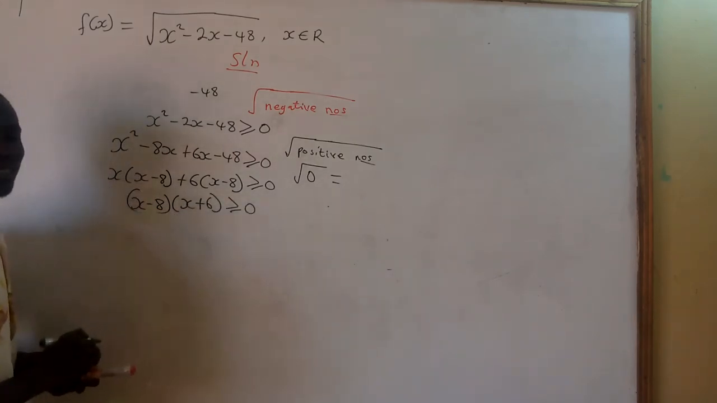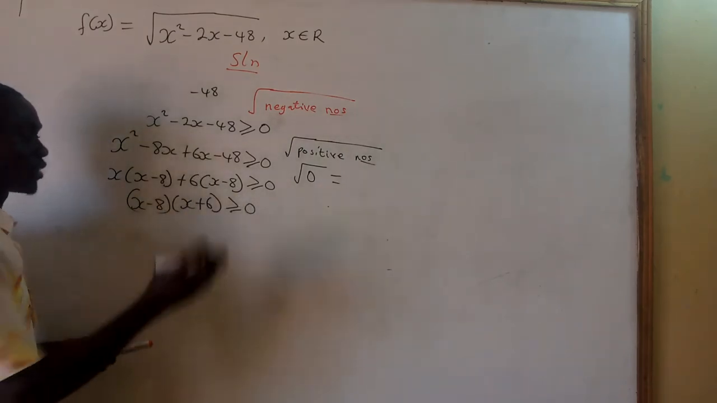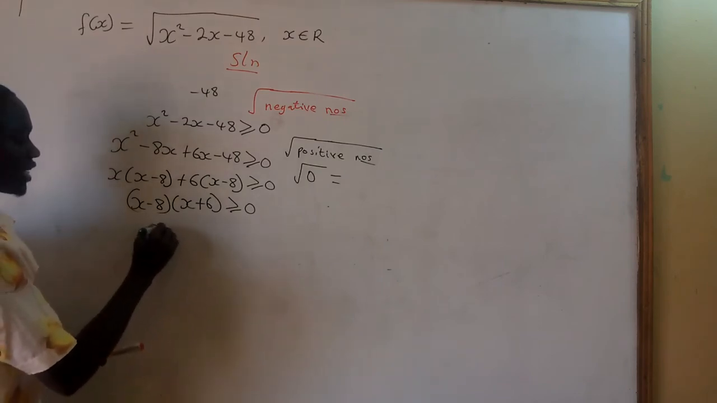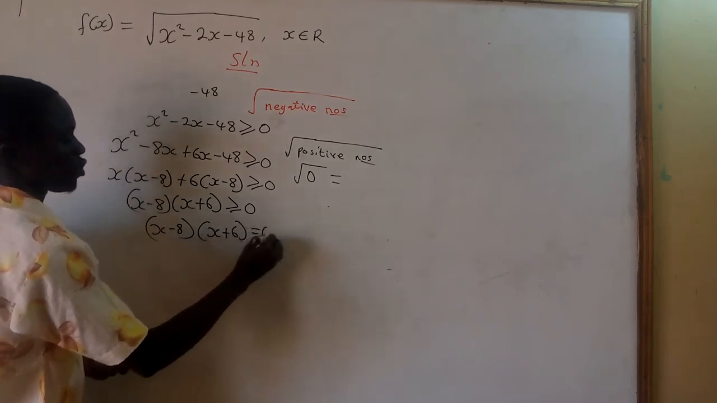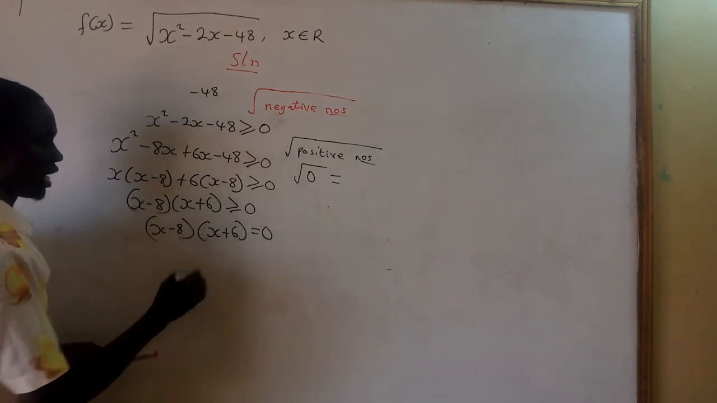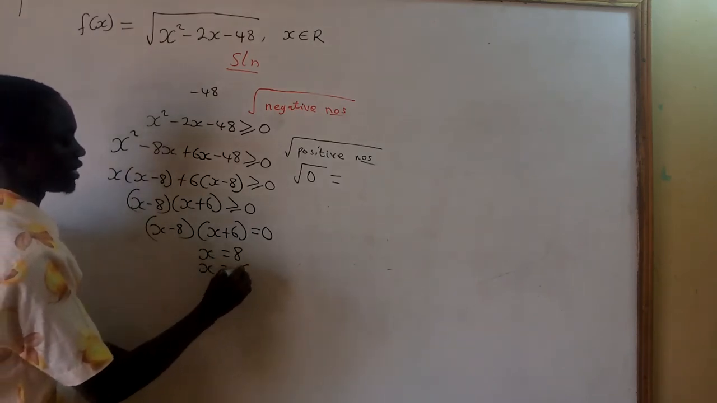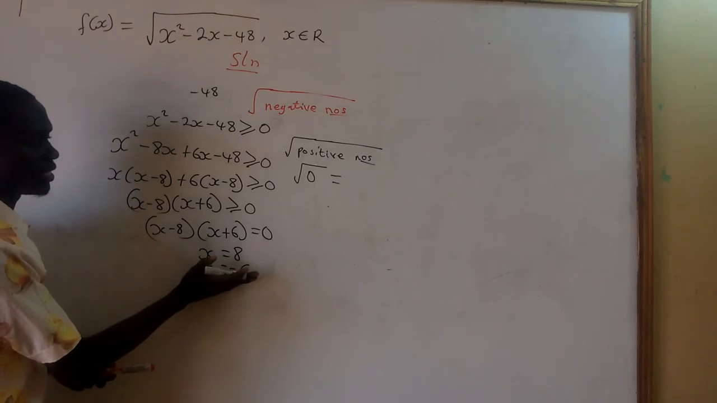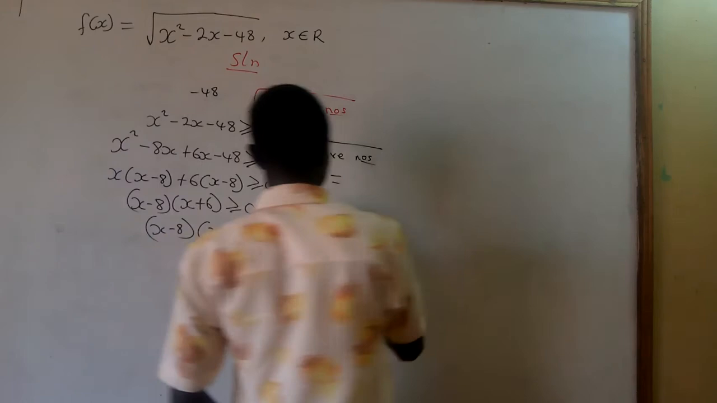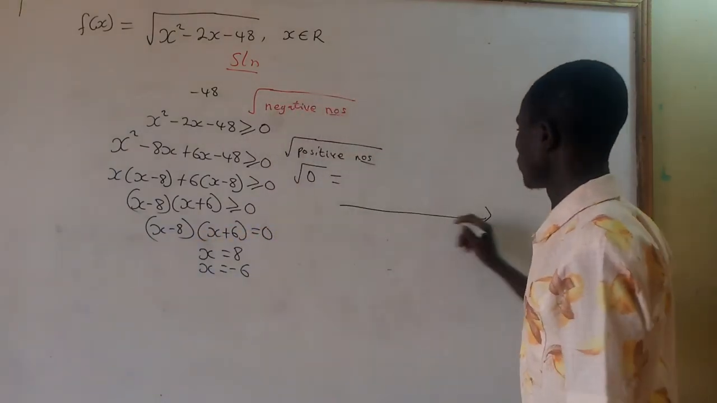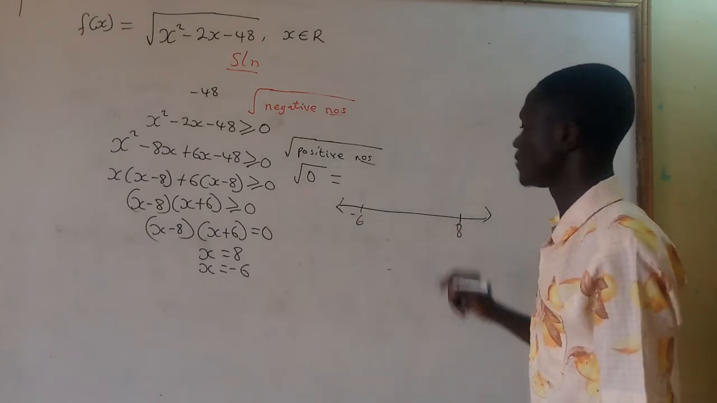Now let us forget about the inequality sign first and then take equal to. After that, we come back to the inequality sign. You have x minus 8 times x plus 6 equal to 0. We are going to have x equal to positive 8, x equal to negative 6. Now we are going to represent the roots of the inequality on the number line. So now on the number line, we have negative 6 and positive 8.